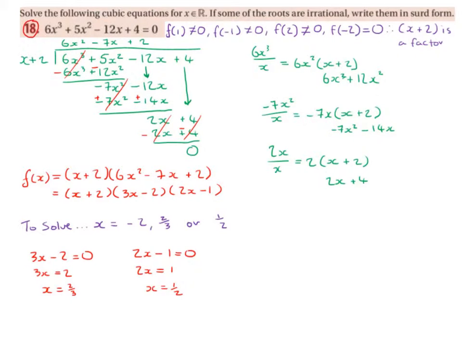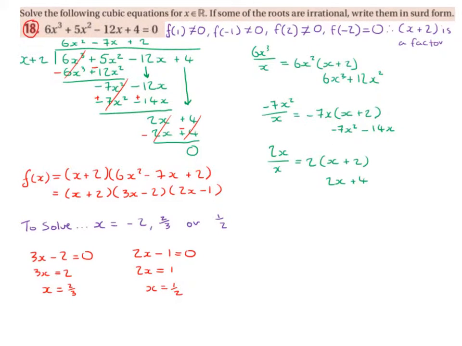So we have a look at the factors of the constant at the end. We need the plus or minus factors of 4, and we're going to substitute those into the equation and see which one will end up giving us 0. So if we sub in 1, so 6 times 1 cubed plus 5 times 1 squared minus 12 times 1 plus 4, that will not give us 0.